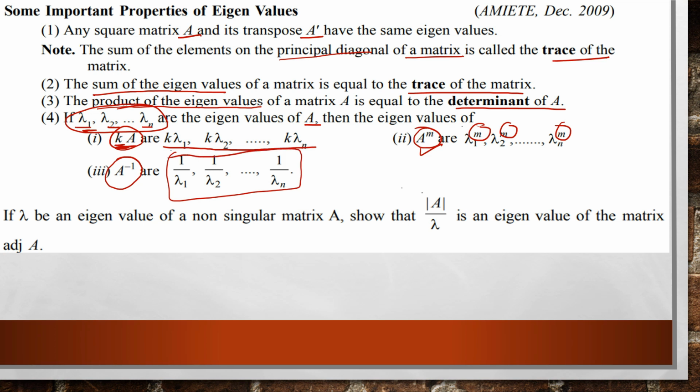Fine. Similarly, if lambda is the eigenvalue of a non-singular matrix, then its adjoint, because we can calculate the adjoint only if the matrix is non-singular, will have eigenvalue determinant of A over lambda. These are some points which you should keep in your mind.